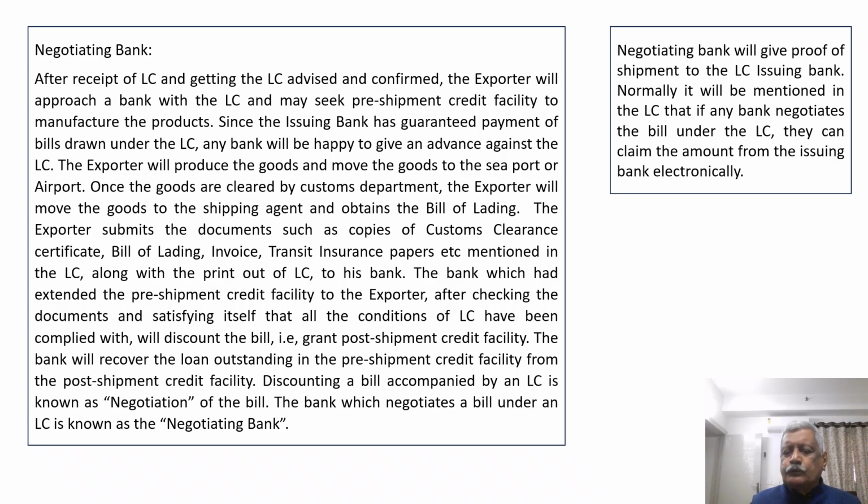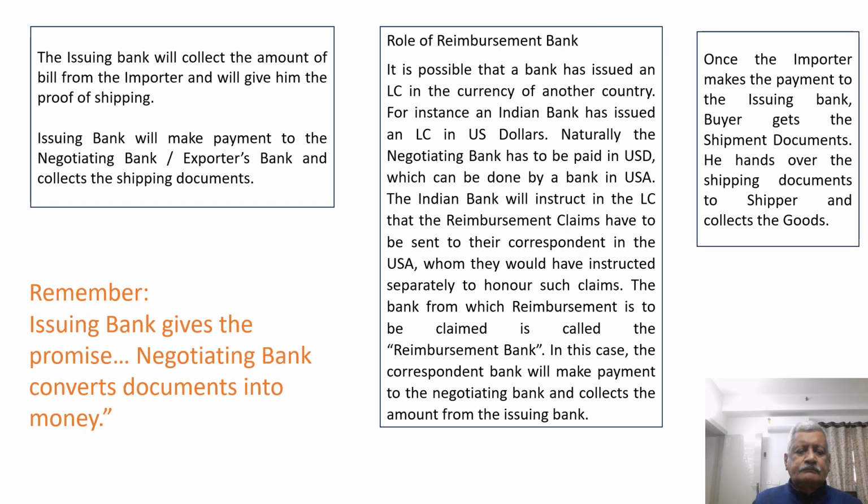Negotiating bank will give proof of shipment to the LC issuing bank. Normally, it will be mentioned in the LC that if any bank negotiates the bill under LC, they can claim the amount from the issuing bank electronically. Issuing bank will collect the amount of the bill from the importer and will give him the proof of shipping. Issuing bank will make payment to the negotiating bank or exporter's bank and collects the shipping documents.